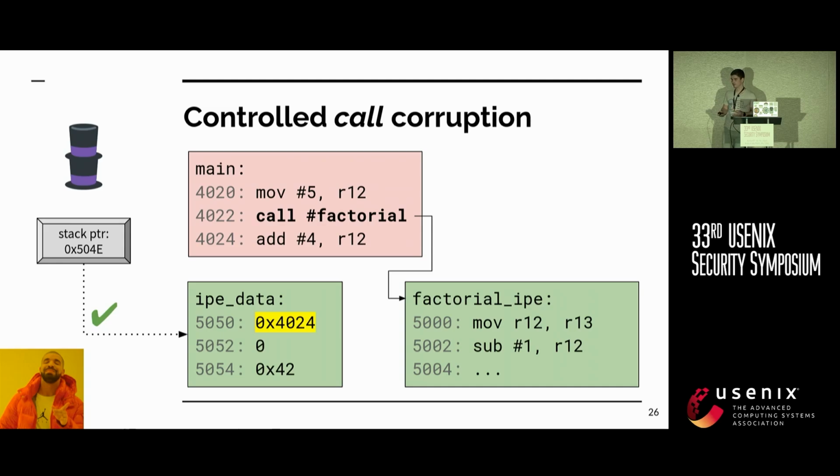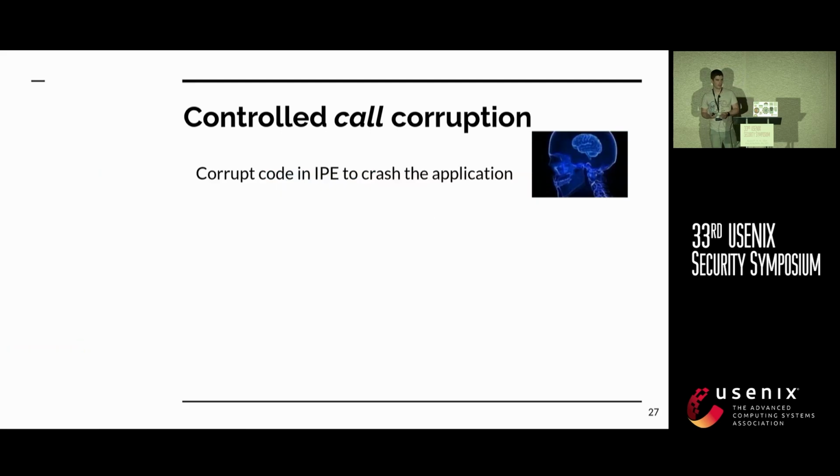Okay, great, but what does this actually give us? Well, we can just set our stack pointer to some random value inside the protected region and hope that we override some code that will corrupt the application, make it crash, make it do undefined behavior, whatever. You can do that, but you can be a lot smarter about this.